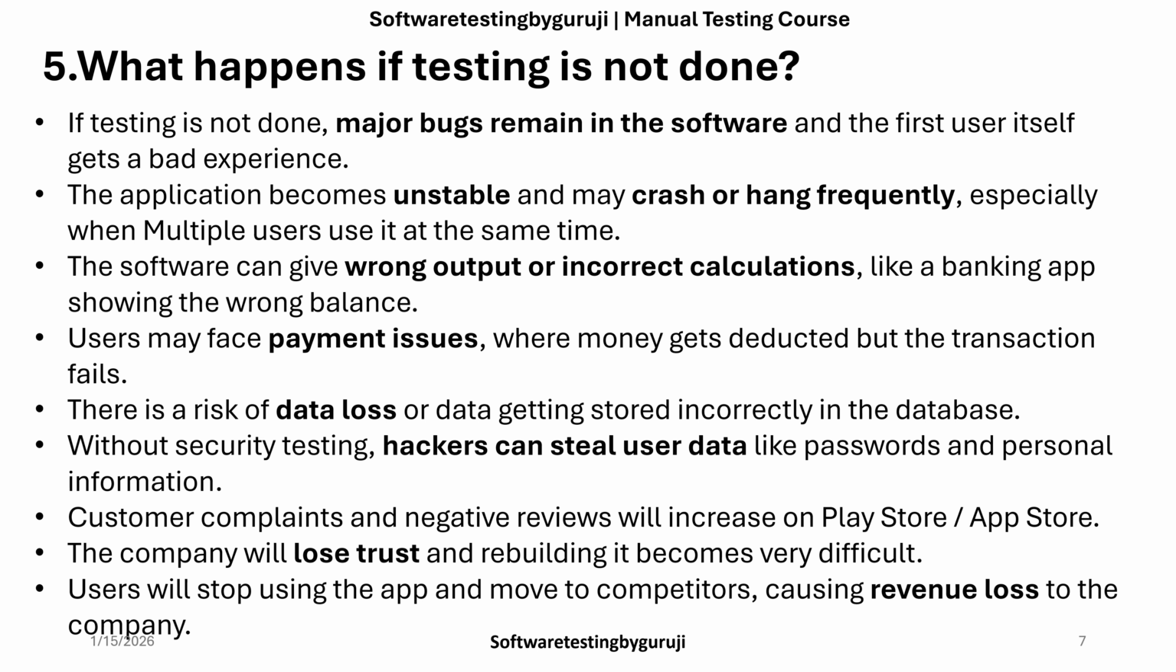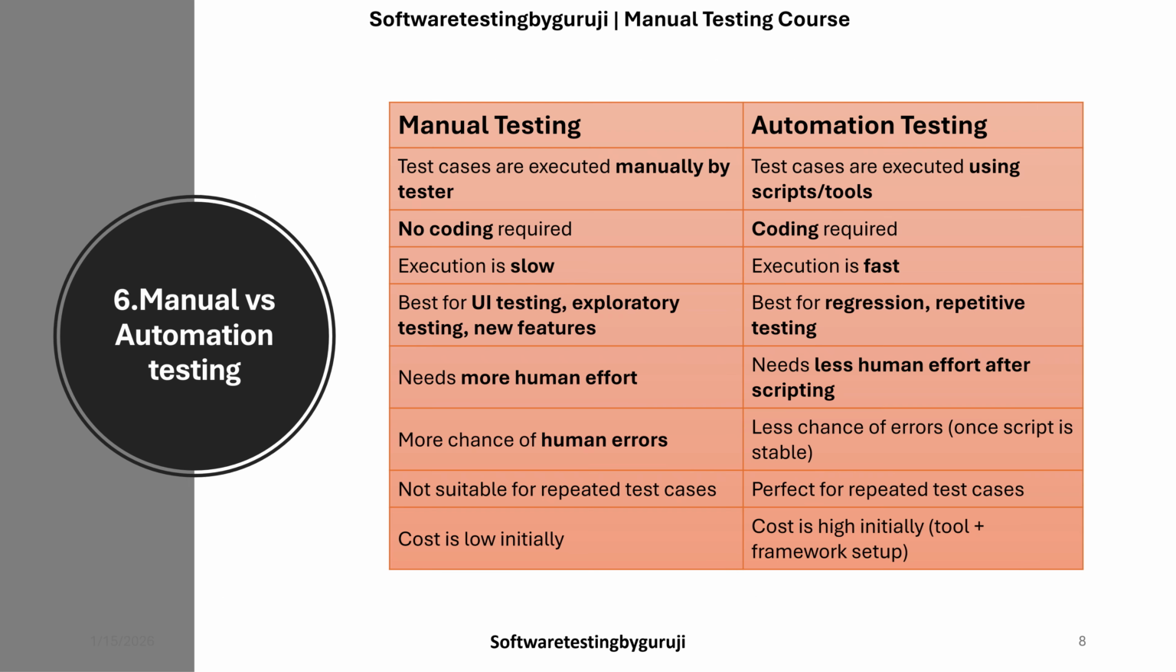Without security testing, a hacker can steal user data like passwords and personal information. Customer complaints and negative reviews will increase on the Play Store or App Store. The company will lose trust and rebuilding it becomes very difficult. User will stop using the app and move to competitors, causing revenue loss to the company. So that's why we have to do software testing to avoid these ambiguities. Now we will understand manual versus automation testing.